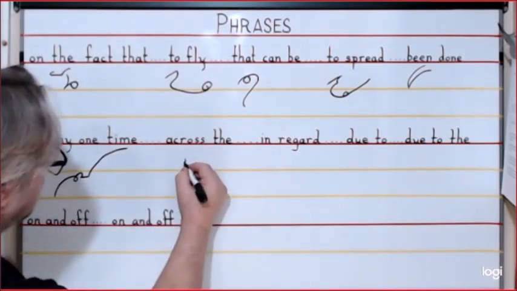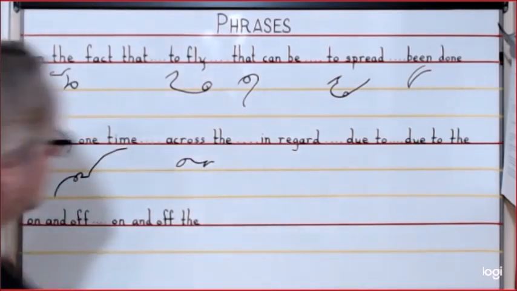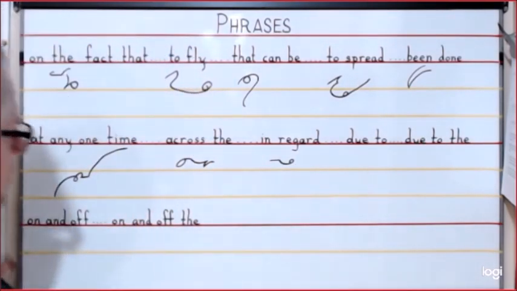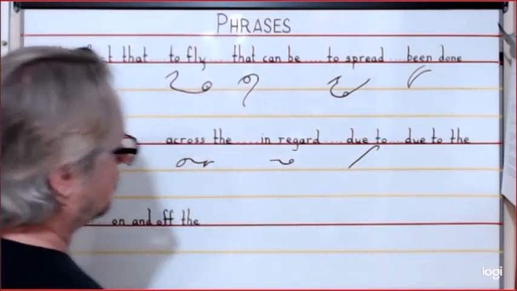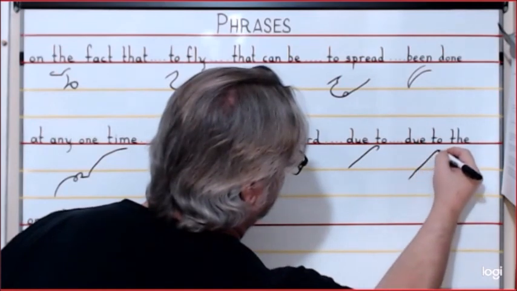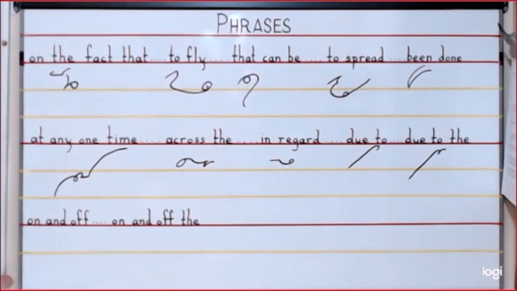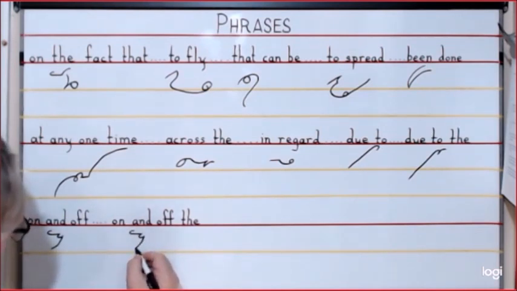Across the is A, K, R, S, then a TH. In regard is an N, R, E. Due to is a TED stroke and a U. Due to the is a TED stroke, U, and TH for the. On and off, we're going to omit the word and here and just write O, N, O, F. On and off the, O, N, O, F, and a TH.